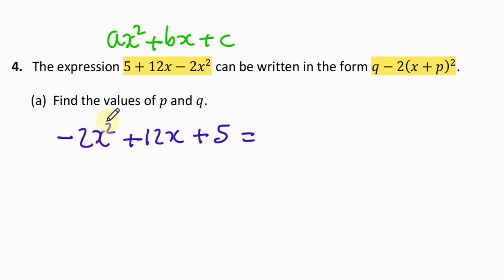Now, the x squared coefficient is negative 2. It's not equal to 1. So our first step here is going to be to take out the negative 2 as a common factor from the first 2 terms. So negative 2 into the first term here, x squared remains. Then a minus times a minus will give us a plus. And then negative 2 into 12x, 6x times.